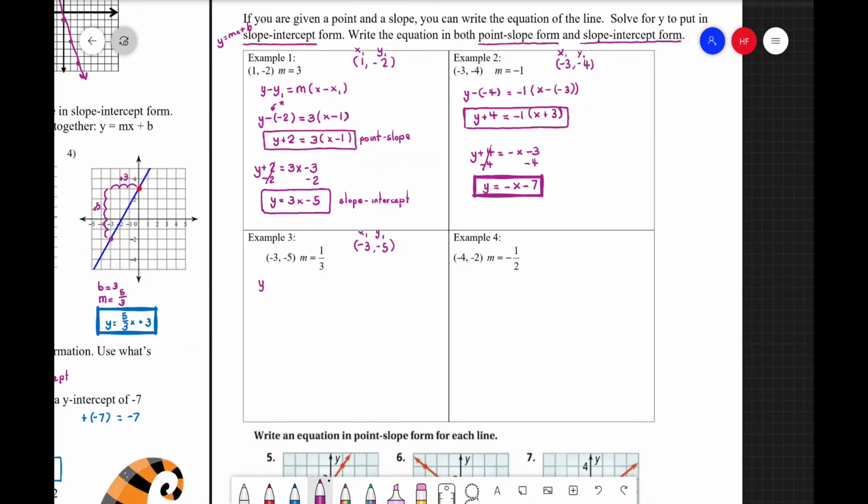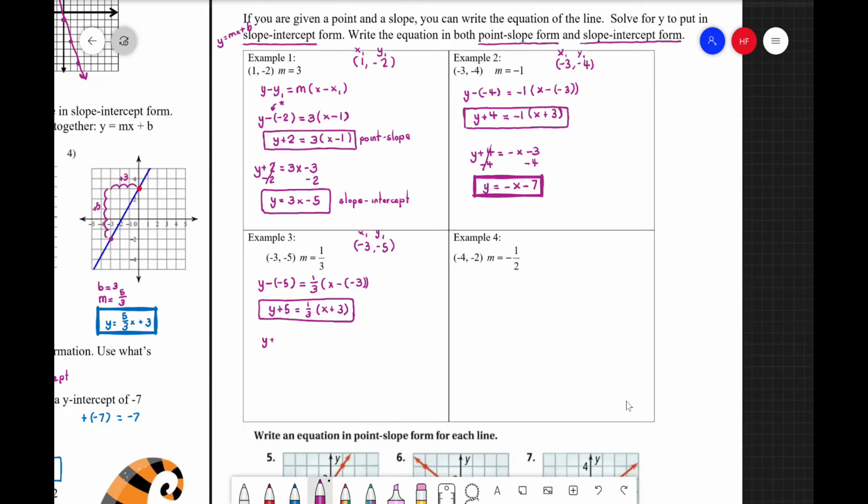So we're going to have y minus y1, so y minus negative 5 equals m, parentheses x minus x1. So just like in example 1 and 2, I see that I have minus negative, so we're going to change those to plus. So y plus 5 equals 1/3 parentheses x plus 3. That's my point slope form. And then we're going to solve that for y to get our slope intercept.